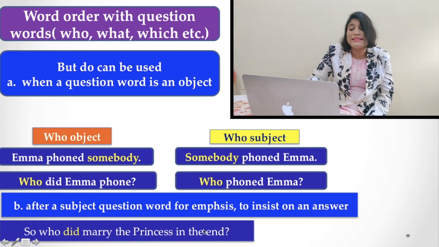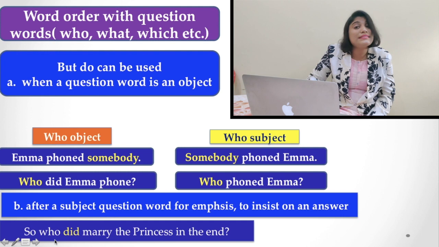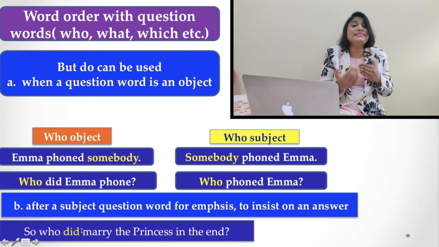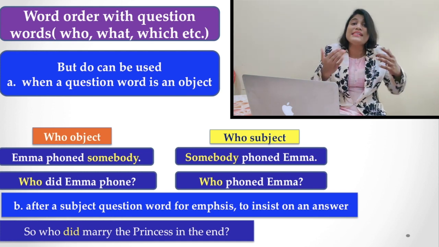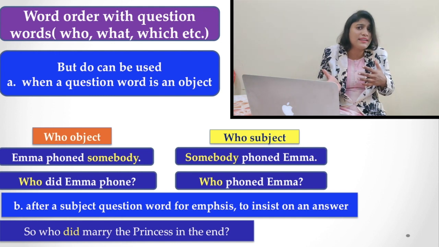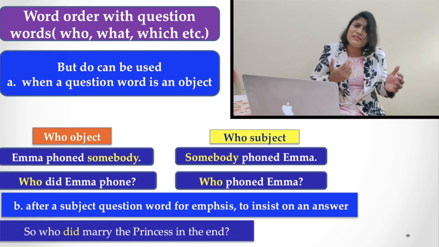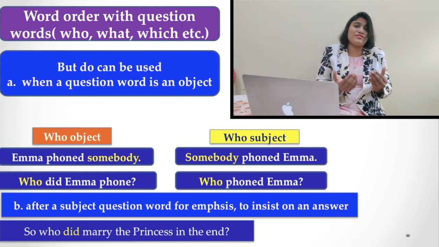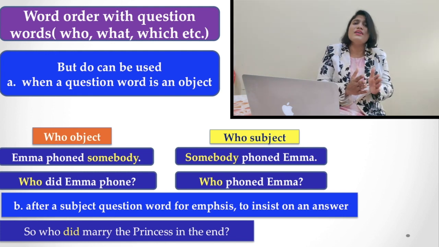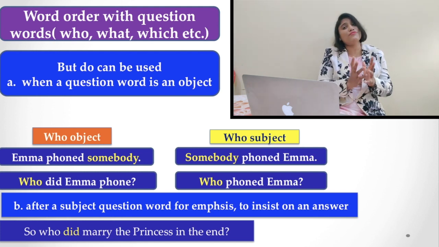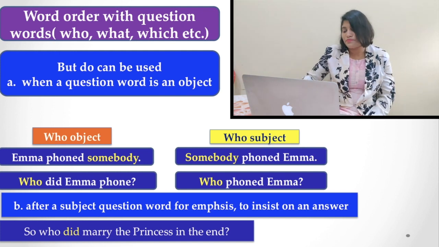So, who did marry the prince in the end? Here you find that who is the subject, but still did is used, because I am emphasizing the whole scenario, or I am insisting that somebody tell me the answer. Just tell me the answer. You can use auxiliary do when the WH word or the question word is a subject.